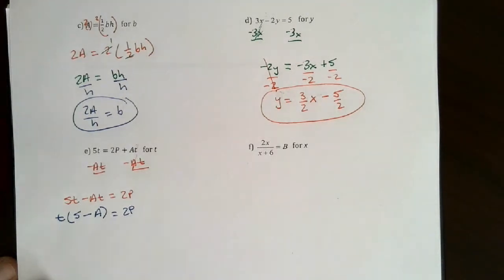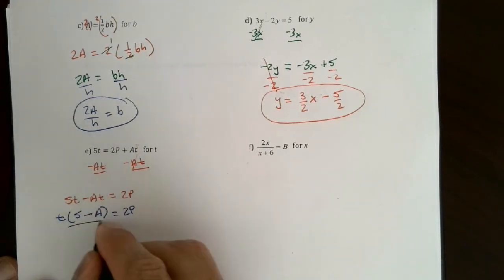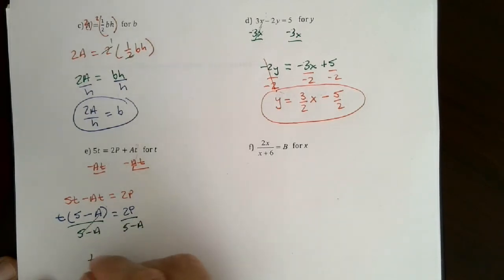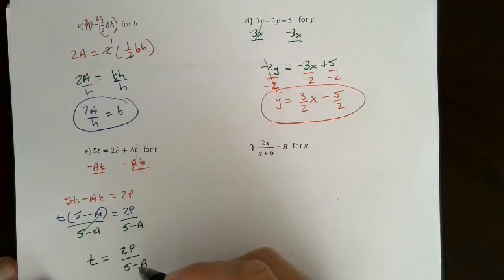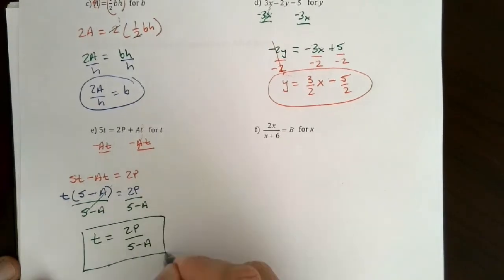You may have heard me just say this, but remember, this is t times this now. Right when you factor, you made it a multiplication. So how do I get rid of the 5 minus a, so I'm just left with t here? Well, if this is multiplication, to get rid of it, you want to divide by 5 minus a on each side. They cancel on the right side, and then you're left with t equals 2p over 5 minus a. None of these cancel. You can't cancel any of it at all, so it stays as t equals 2p over 5 minus a.